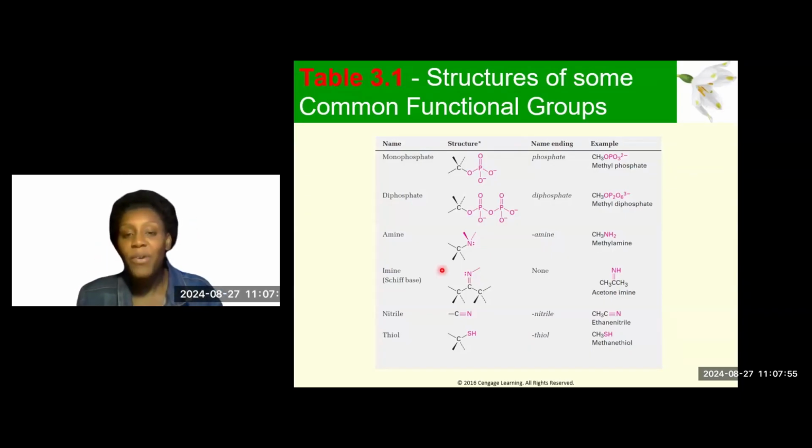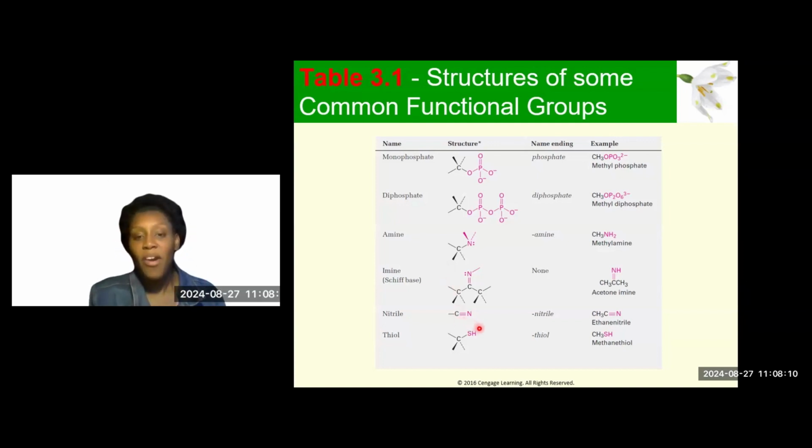I try to figure out ways to remember these. I always say I'm double amine. You know, I'm super mean, double amine. All right, so imines are very mean, you know, so they're double.